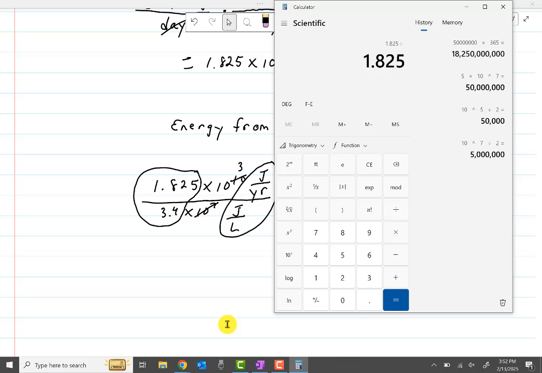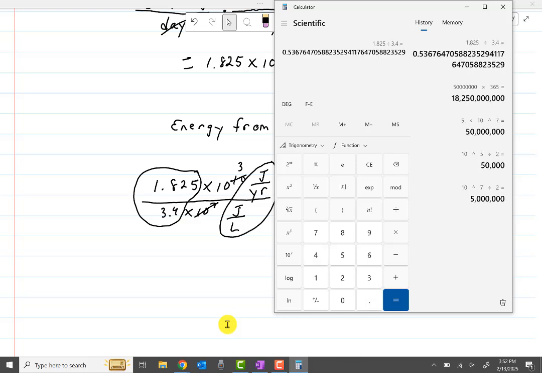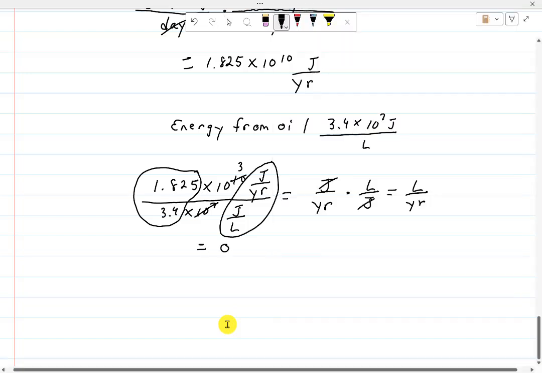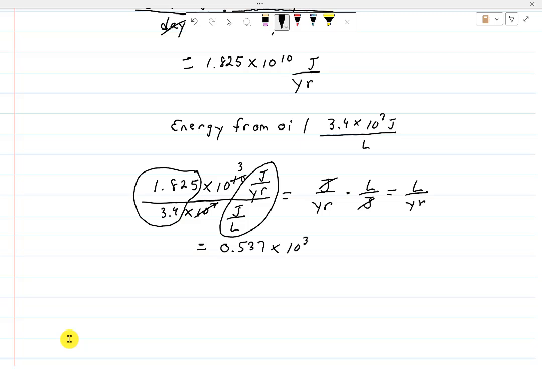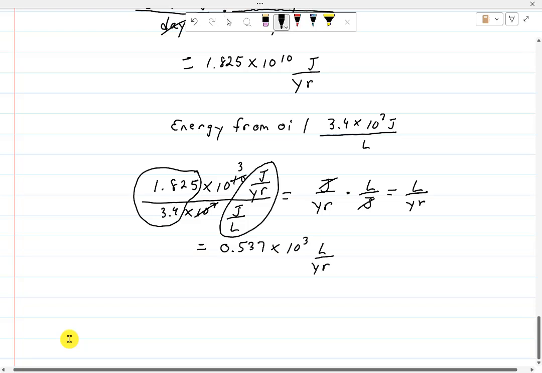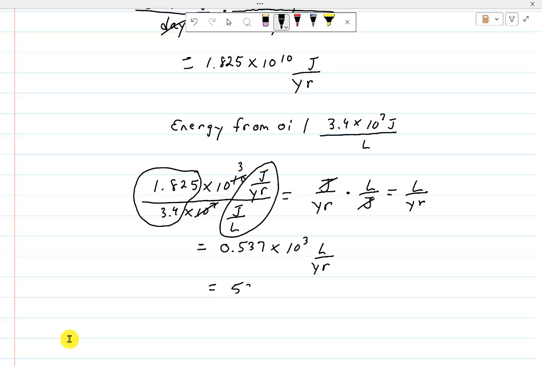1.825 divided by 3.4. I don't know how many decimal places I want to go. Let me do 3 places. So let's do 0.537, 0.537 times 10 to the 3rd. That's liters per year. This number is small enough to where I think you just say this is 537 liters per year.